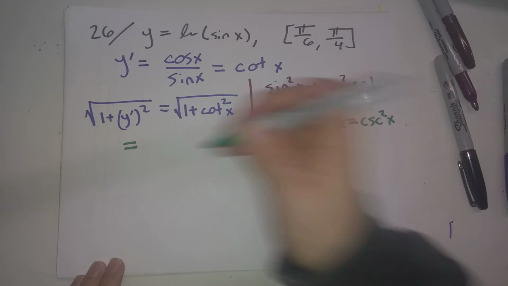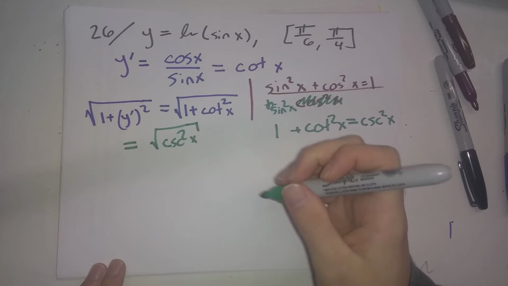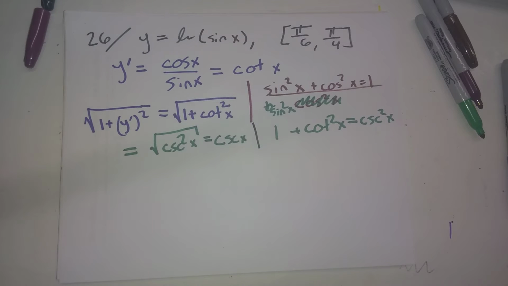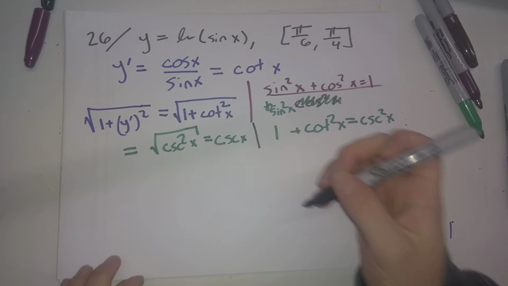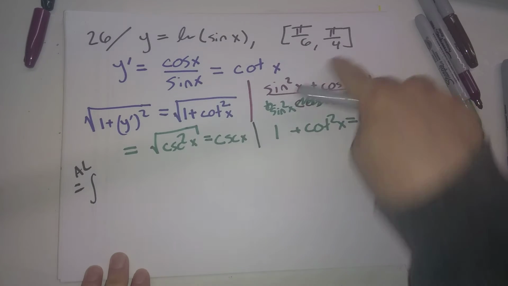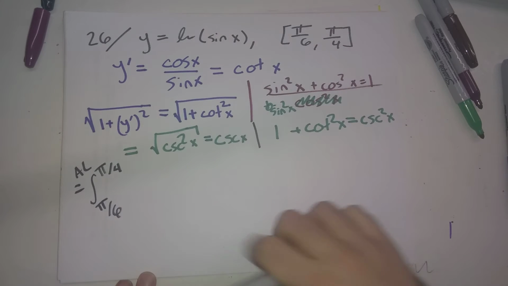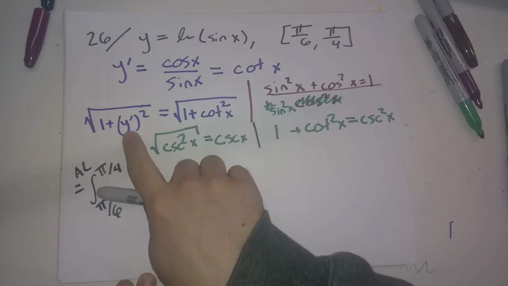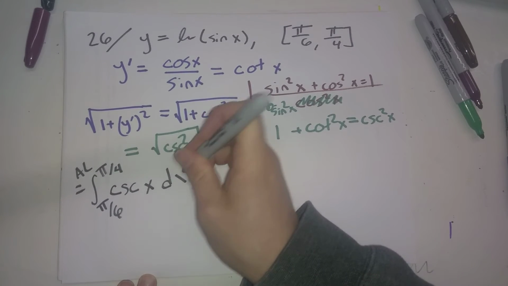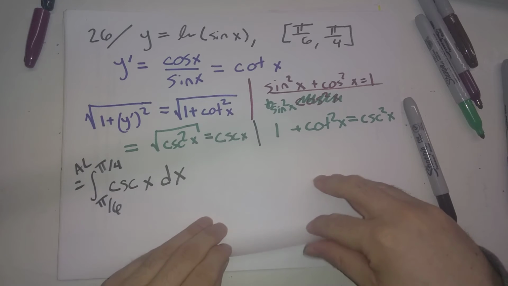So this is going to be the square root of cosecant squared x, which on the interval we're thinking about, cosecant x is positive. So this is just cosecant x in here. Okay, so now we are ready to have our integral. Arc length is the integral from a to b, in this case, pi over 6 to pi over 4, of the square root of 1 plus y prime squared. So we simplify that down to the integral of cosecant x dx. Okay, so at this point now, we just have to integrate cosecant x.